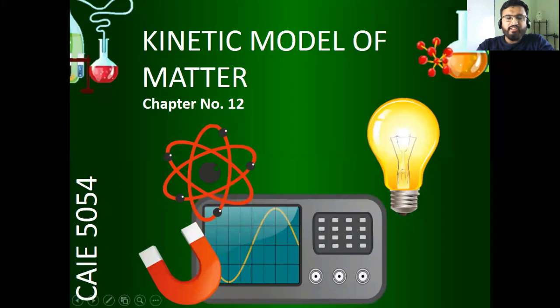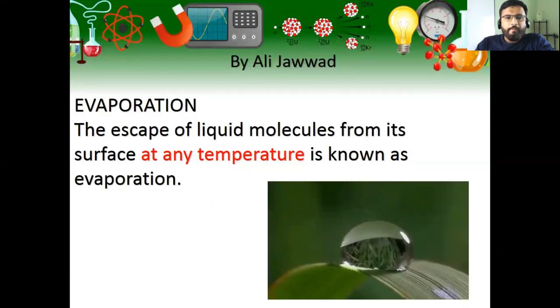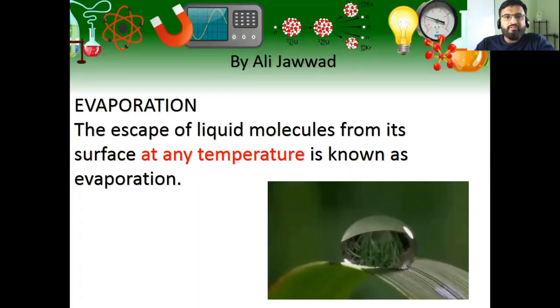The topic of today's discussion is related to the kinetic model of matter, and we have already learned in lesson number 1 what we mean by kinetic model of matter. So the topic for today's video is evaporation. As you can see in the figure, the water droplet on the surface of the leaf is evaporated within sunlight. So what is evaporation actually? Evaporation is the escape of liquid molecules from the surface.